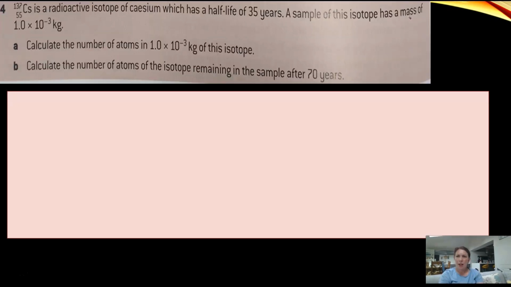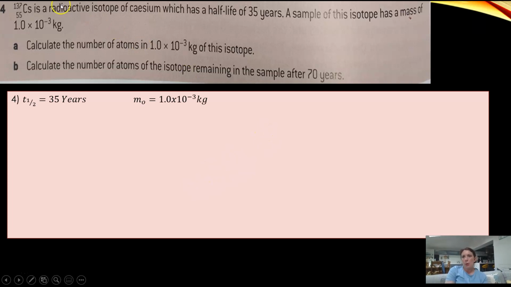Last question. Last question will be difficult if you're not very good at chemistry. If you're good at chemistry, it should be fairly easy. It just relies on you knowing how to figure out how many moles you have. But I can talk you through it.